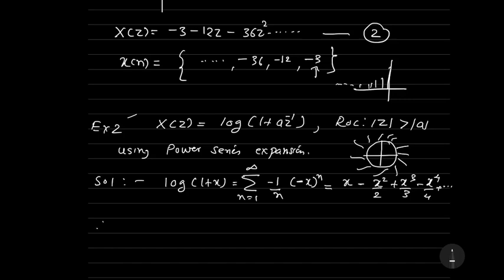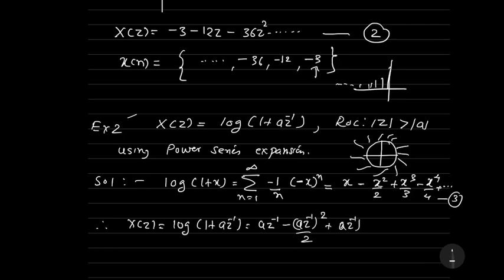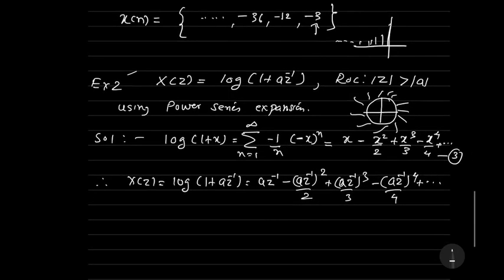Therefore, x of z equals log of 1 plus a z inverse. Here x is a z to the power minus 1, and we substitute it in this equation, let's say equation 3. We get a z to the power minus 1 minus (a z to the power minus 1) whole square by 2 plus (a z to the power minus 1) cube by 3 minus (a z to the power minus 1) to the power 4 upon 4 and so on. In compact form we can write this as the summation from n equals 1 to infinity of minus 1 upon n times minus a z to the power minus 1, to the power n.